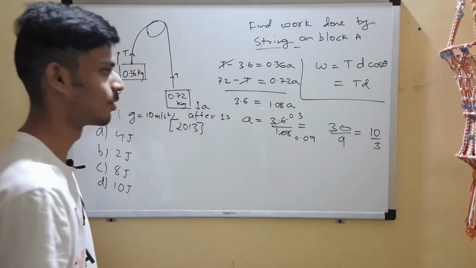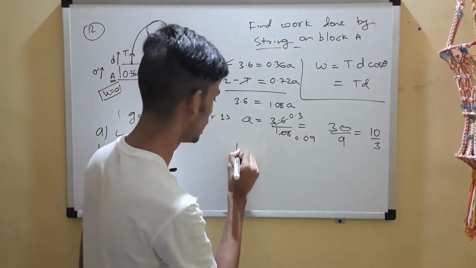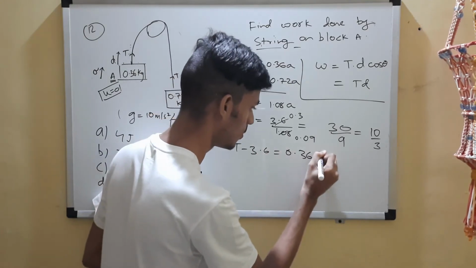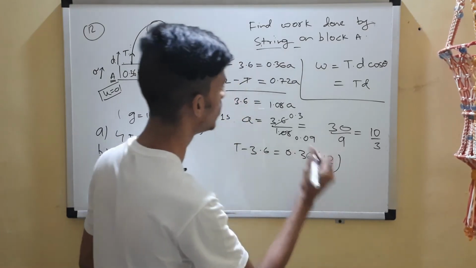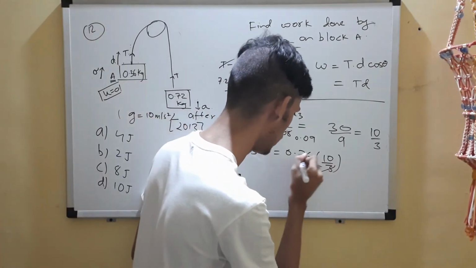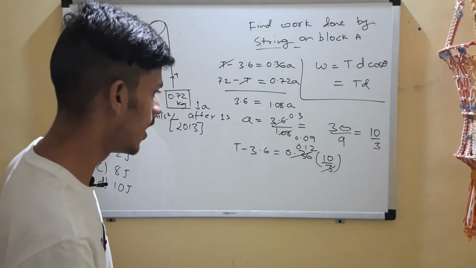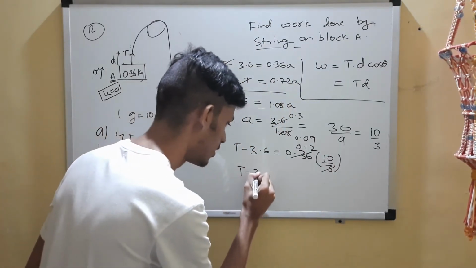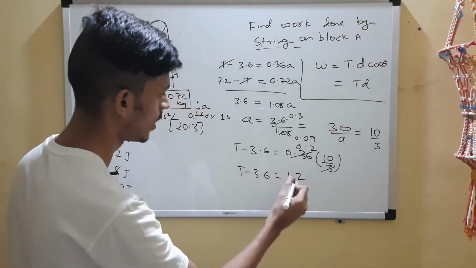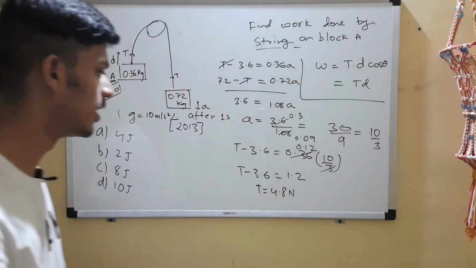Okay, so why did I find the acceleration? Anyways, you'll come to know. Let's go for tension now. So tension will be 0.36 into 10 by 3, I'm using the first equation. Here you'll get 3.6 and you can cancel it, and you get minus 3.6 and here you'll have 1.2. So 3.6 plus 1.2, that will be 4.8. So 4.8 is the tension force.